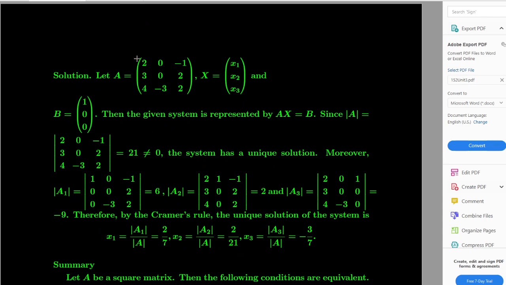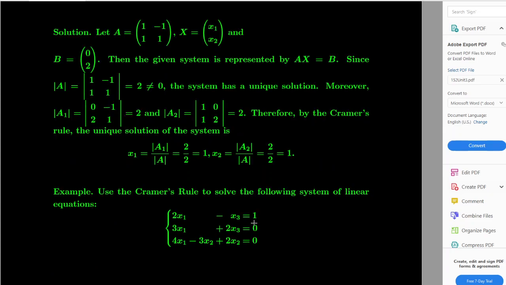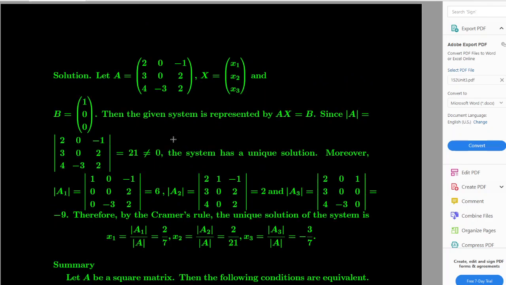What you do is to identify A. A is the matrix of coefficients, right? That's probably the only thing you need to identify. I wrote X. You do not have to identify X. Probably you also want to identify B. B is the column determined by the constant terms. Okay. Then what you do is to compute the determinant of the matrix of coefficients. In this case, the determinant of A is equal to 21. Notice this number is not equal to 0. So the system has a unique solution, right?